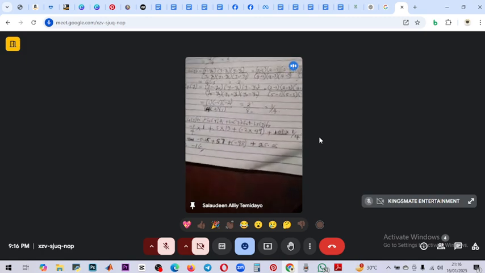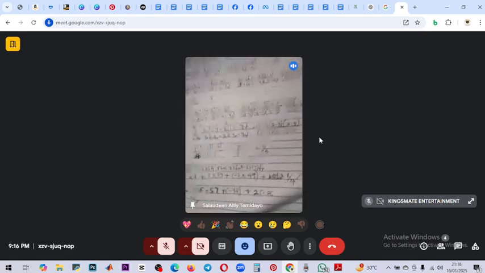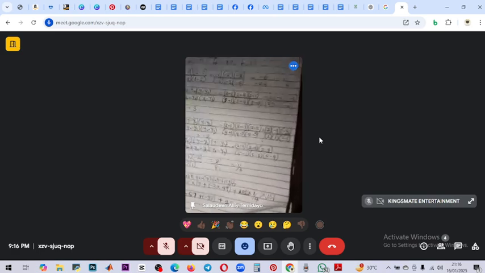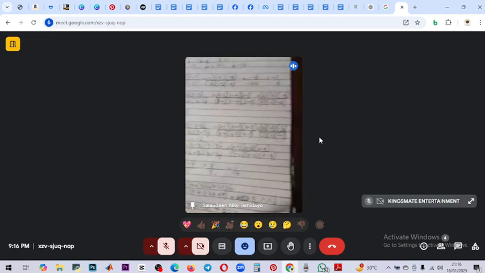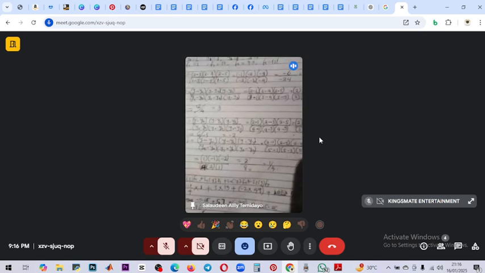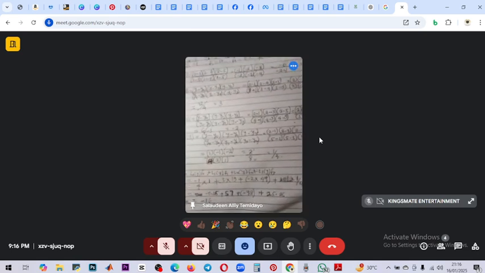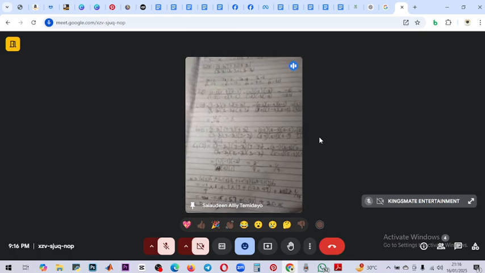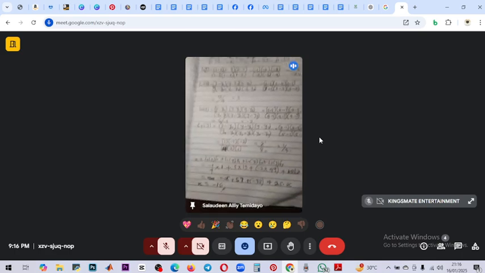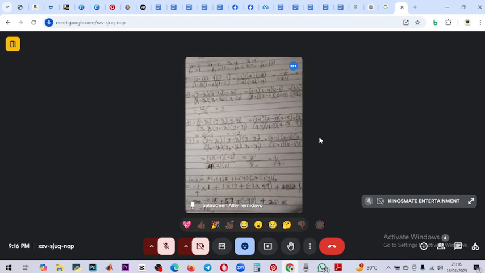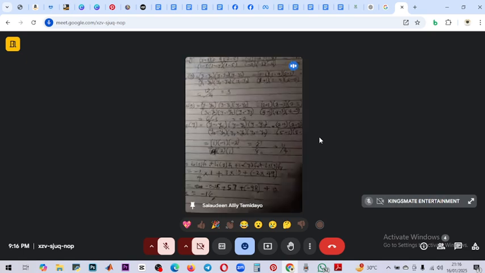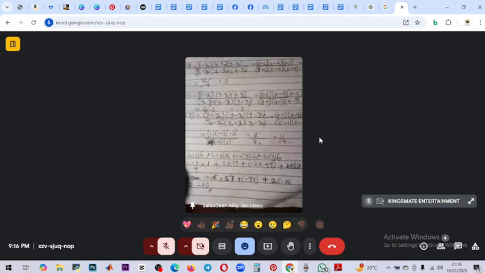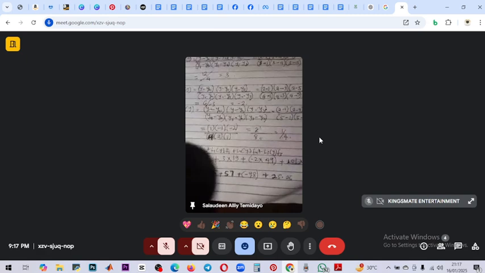This is an example of inverse interpolation. So any question from anyone? I'm going to end the class now. Any question from anyone? Ali, please, can you come back again with your question?